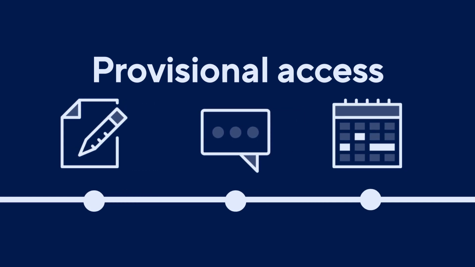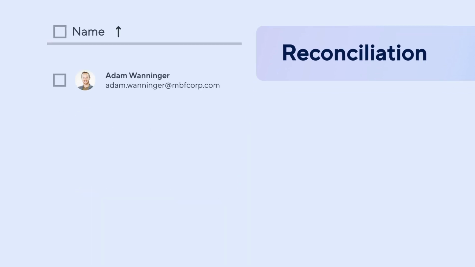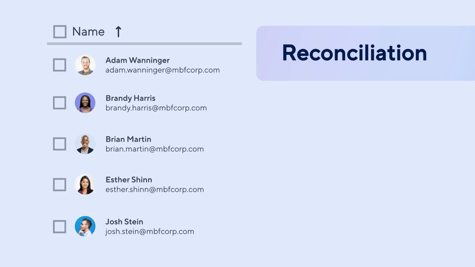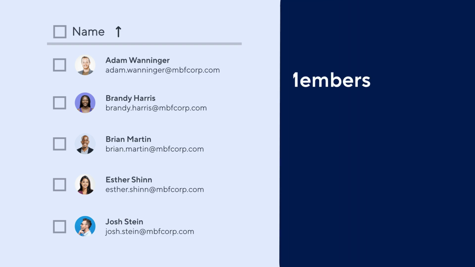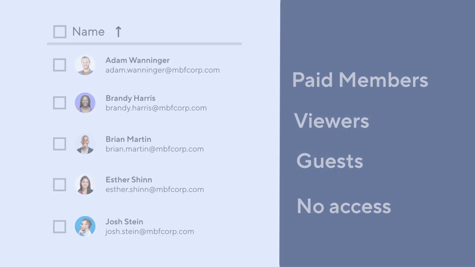Provisional access lasts for at least 30 days. System admins have the option to adjust a user's seat type before charges are incurred. This is done during a plan's reconciliation period. The reconciliation period is a scheduled window, either monthly or quarterly, depending on your plan, where you review users with temporary access and decide what happens next. They can become paid members, viewers, guests, or get removed from the plan entirely.